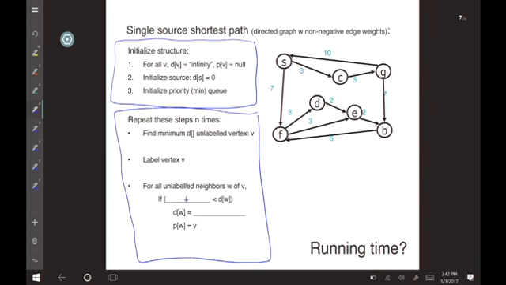D of V, good. dV plus the cost of the edge weight, right, the cost of VW. Good. And then if it is smaller, then of course we're just going to substitute, we're going to update dW. And that's the only difference. That's the only difference in the algorithm.